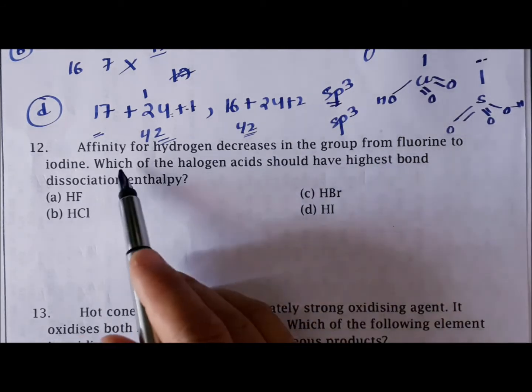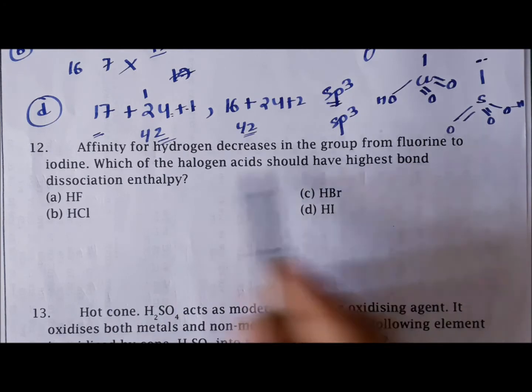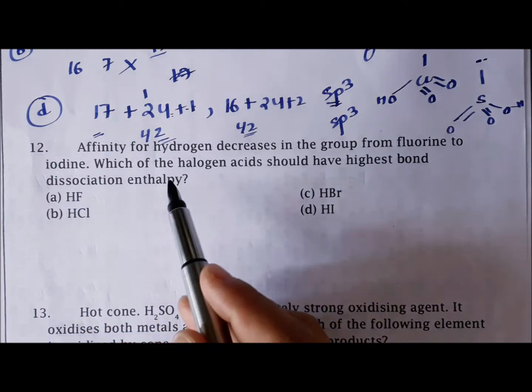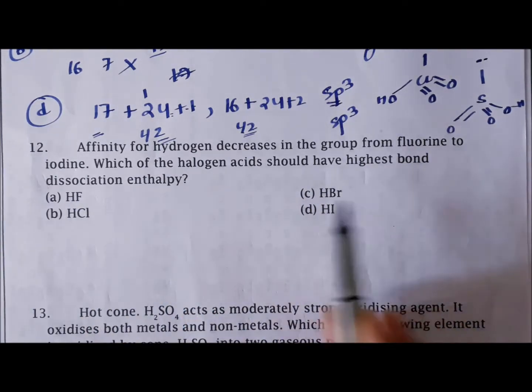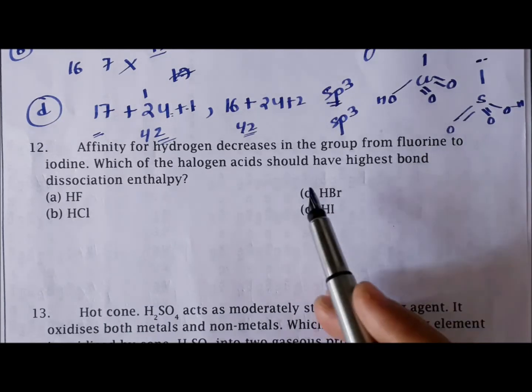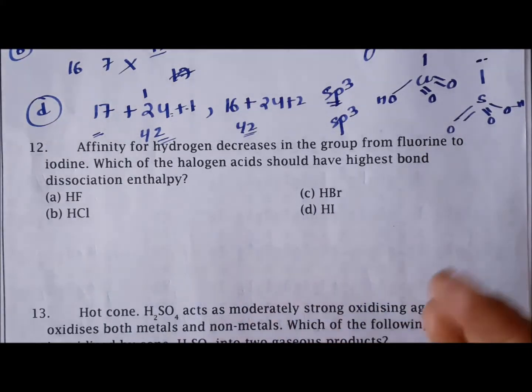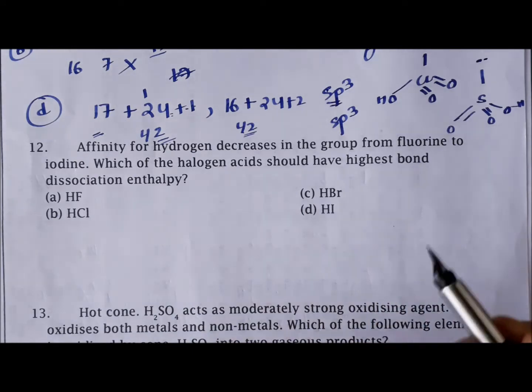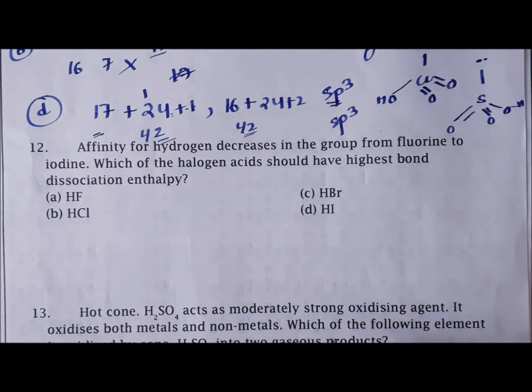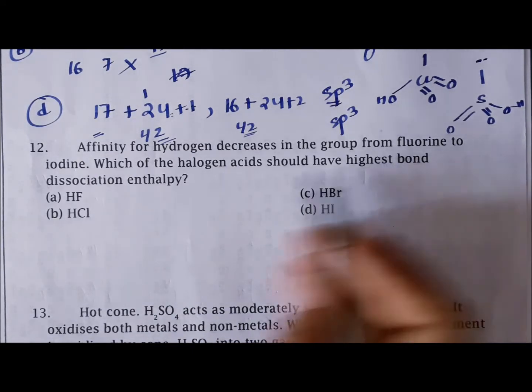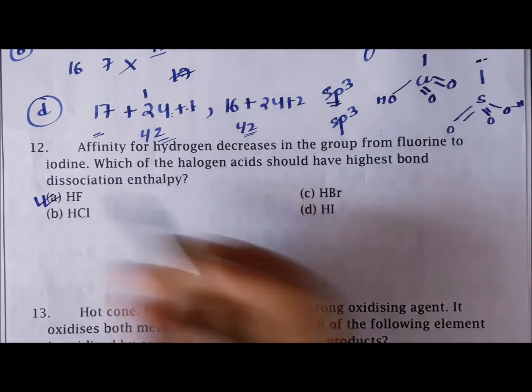Now the next question: the affinity of hydrogen for hydrogen decreases in the group from fluorine to iodine. Which of the halogen acids will have the highest bond dissociation enthalpy? On moving down the group, the affinity decreases and also the size increases, or bond length increases, right? Because of that, bond dissociation enthalpy decreases. So the one which has the highest bond dissociation enthalpy is HF.